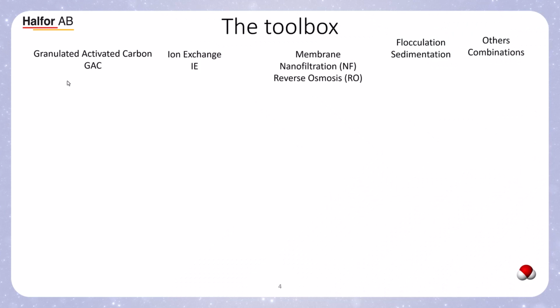What I mean with the toolbox is the different types of removal processes you can use for PFAS. You have granulated activated carbon, GAC abbreviated, ion exchange, IE, membranes, two sorts, nanofiltration, abbreviated NF, reverse osmosis, RO, and then you have flocculation and sedimentation, and I will briefly mention other combinations of treatment possibilities.